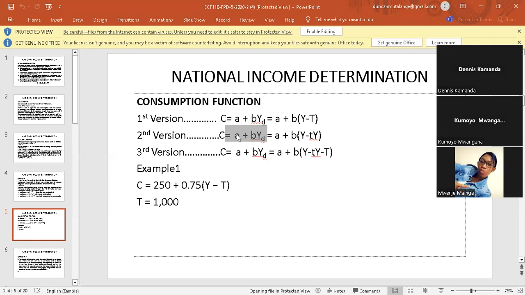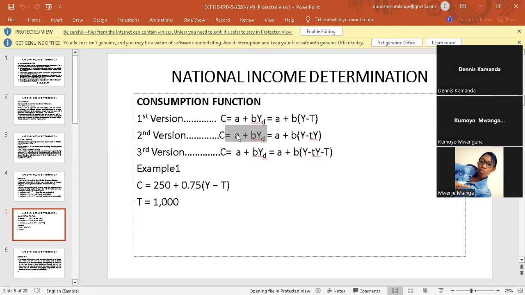So your MPC is given as what? We have our MPS of 0.6, meaning we can calculate the MPC, because we know that MPC plus MPS will give us 1. So the MPC will just be 0.4, because it is 1 minus 0.6. So our B there is 0.4.